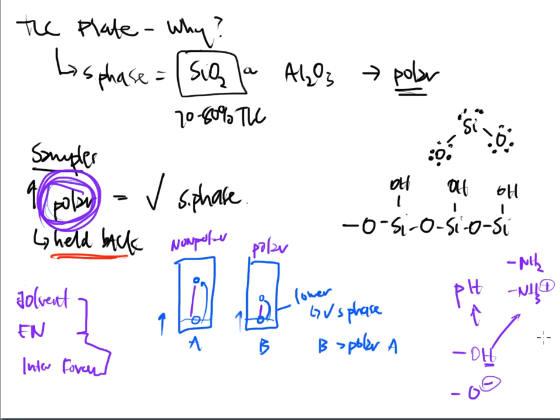So don't be surprised if the instructions on a TLC lab talk to you about adjusting the pH. It will say, take your mobile phase and make sure that your pH is between this value and this value. And as long as it is, you're good to run. That is the reason they're telling you to do that in a laboratory.